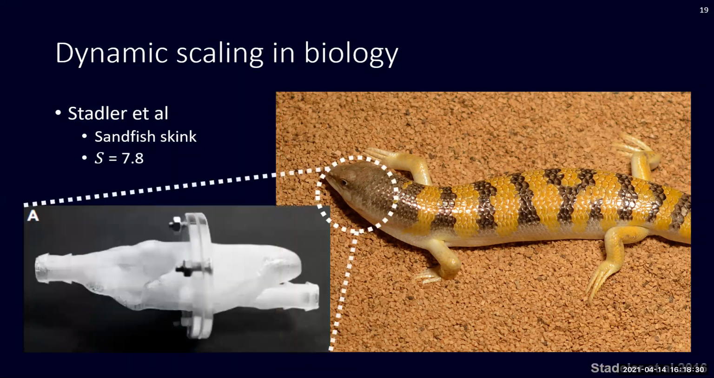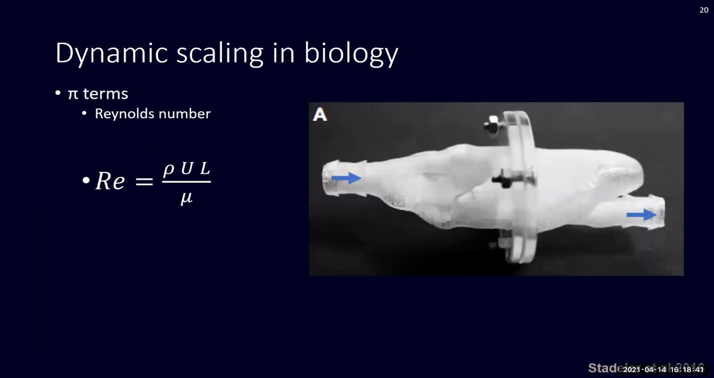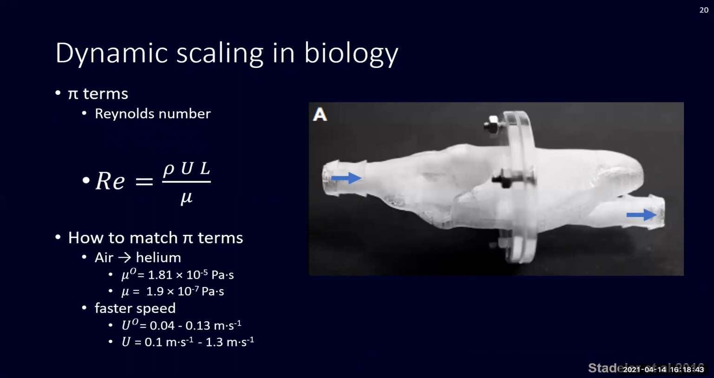So they 3D printed airways of the skink, 7 and 8 times larger than real life. And in order to match Reynolds number in this enlarged airway, they used just the model inside a box that was filled with helium rather than using air, so that the relative viscosity is increased, and they increase the speed of the helium flowing through the model compared to the real life breathing rates of the skink.